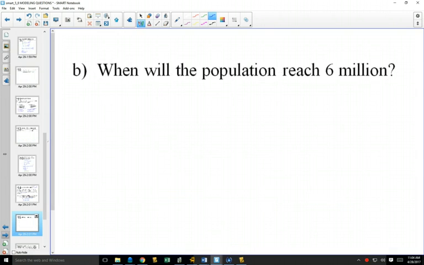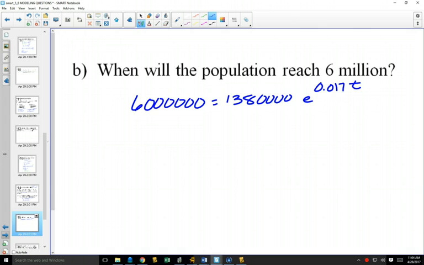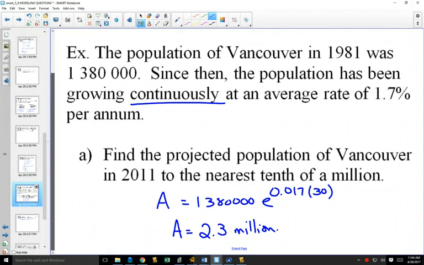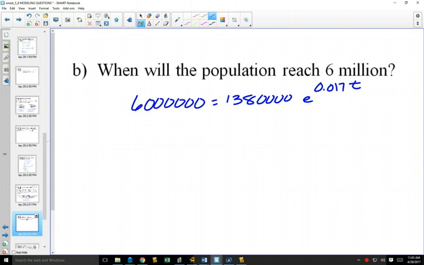When will the population reach 6 million? This is where you're going to have to use your logarithms, because now we're solving for t in the exponent. The answer for the last one was 2.3 million. So when will the population reach 6 million? Now we're solving for t in an exponent.